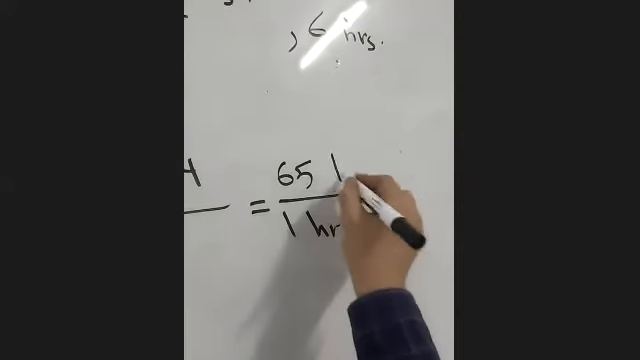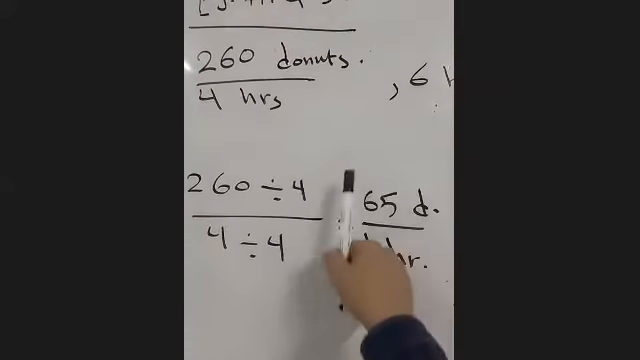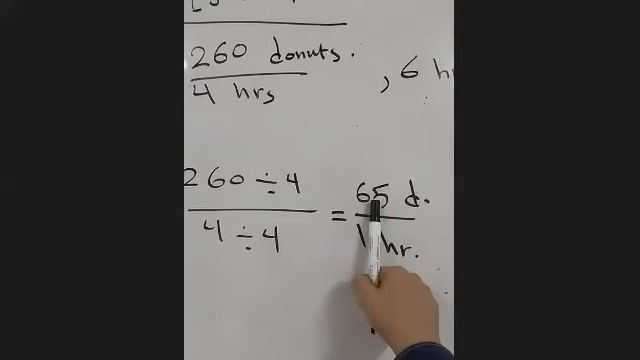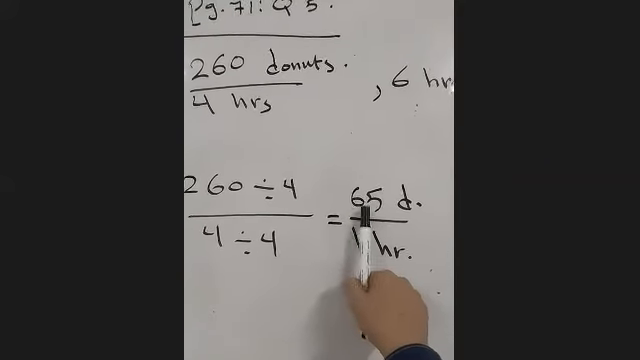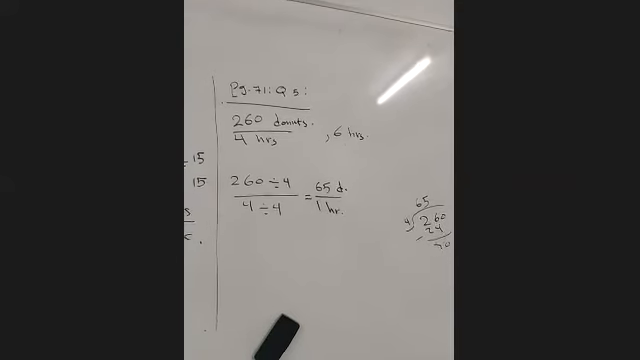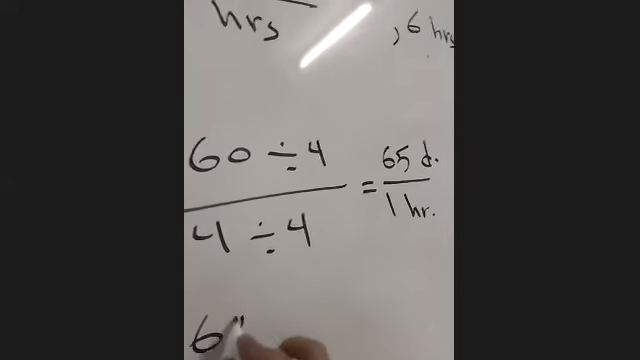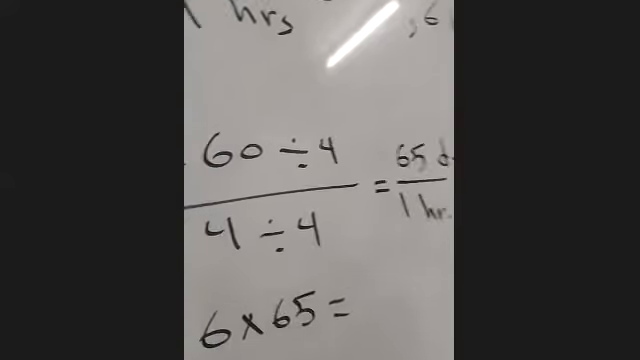65 what? Donuts. So each 1 hour, we have how many donuts? 65 donuts. But in 6 hours, what will we do? We will multiply 6 with 65, and the answer will be 390 donuts.